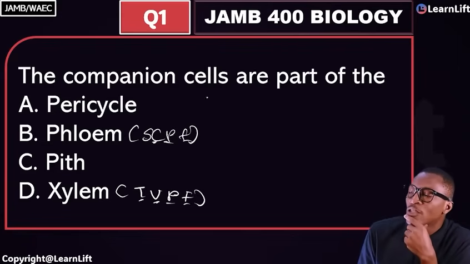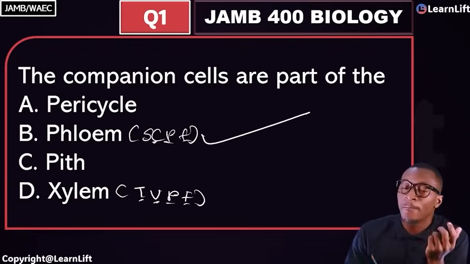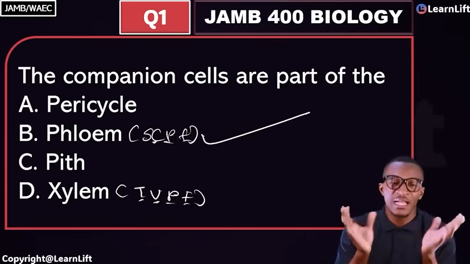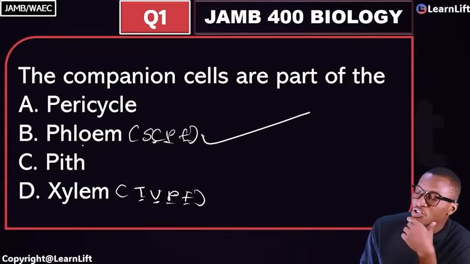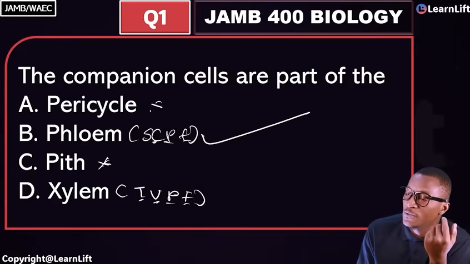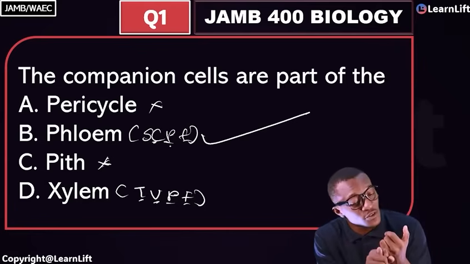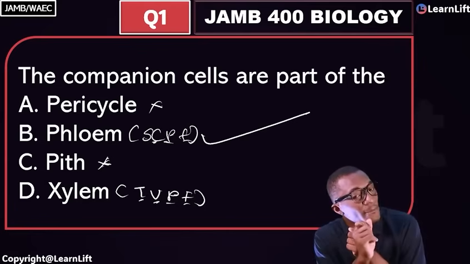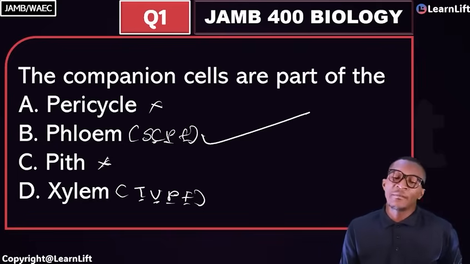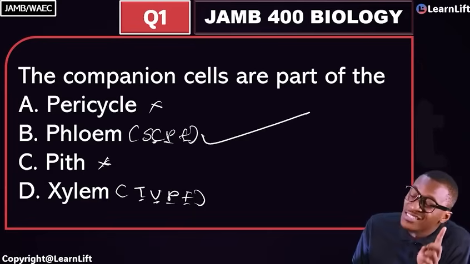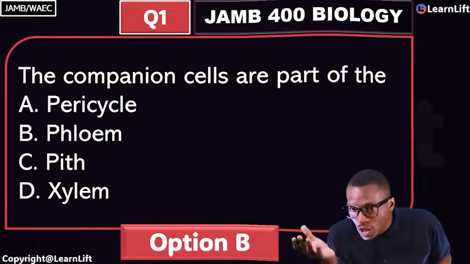So the question is, the companion cells are part of the phloem. When we talk about pericycle, it's just the outer layer of roots where lateral roots emerge from. I'm going to throw more light on that. The pith is simply the center of a plant. So the answer becomes phloem. What are the cells of the phloem? We have the sieve tubes, the companion cells, the parenchyma, and the fibers. While the cells of the xylem are the tracheids, the vessel elements, the parenchyma, and fibers. The acronym for xylem is TVPF, while for phloem it is SCPF. Of course, making option B the answer.